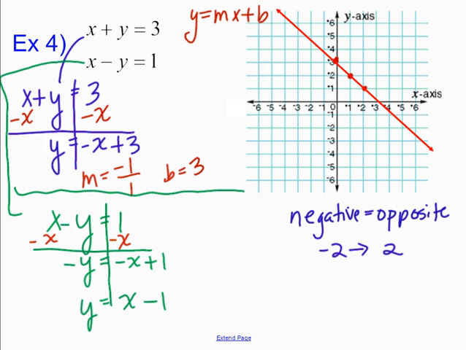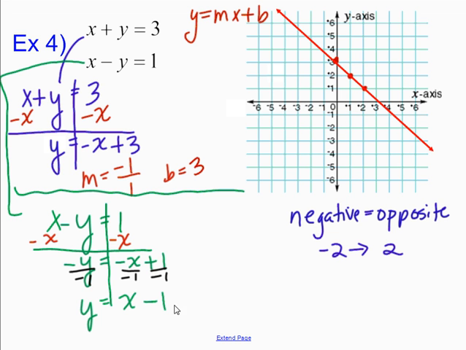Now, how would we find that algebraically? We could either multiply or divide all the way through by -1, because we know a negative times a negative becomes a positive, and that changes the signs along the way. So however you want to look at it.